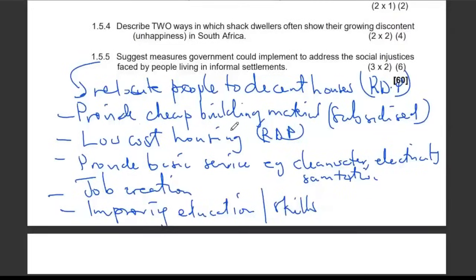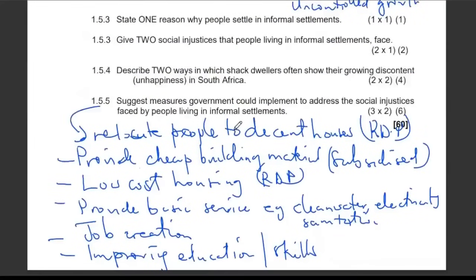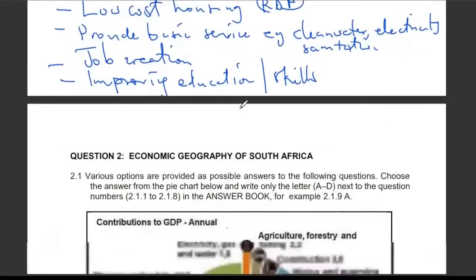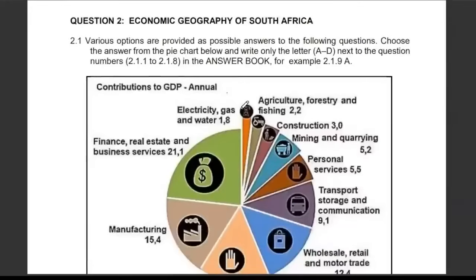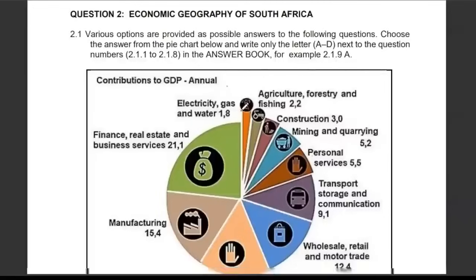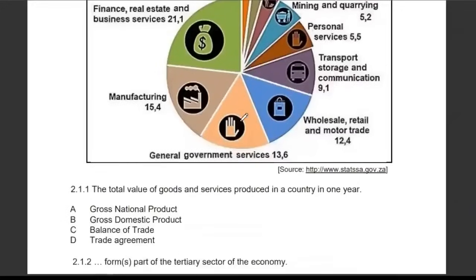Right, I think those responses are justified as correct responses to that question. What we need to do now, we need to move on to the next question, the question on economic geography of South Africa. Right, this question, question number 2, is based on that pie chart, which is showing the contributions of different sectors of the economy.